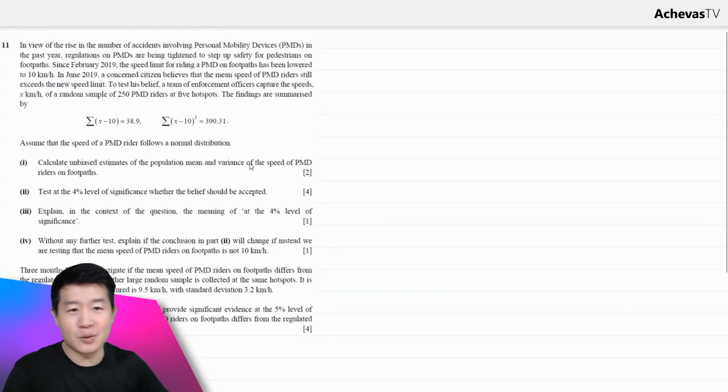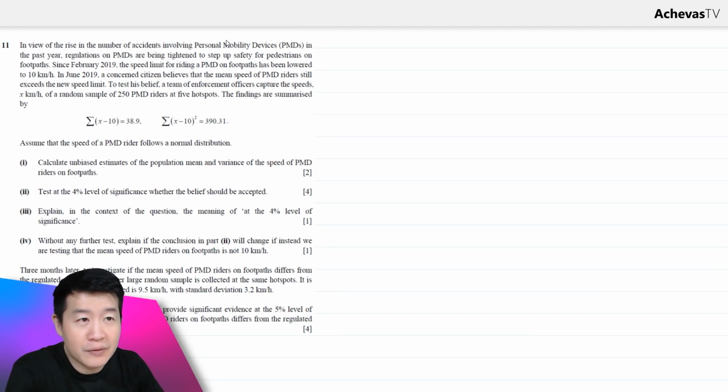Next, let's look at the last question here. So we have this scenario that is given, and the speed limit is given to me as 10 km per hour. When the citizens believe that the speed has increased, the belief that the speed limit is exceeded, so more than 10 km per hour, we are going to be testing this belief using 250 PMDs. And for these 250 PMDs, the information is summarized here.